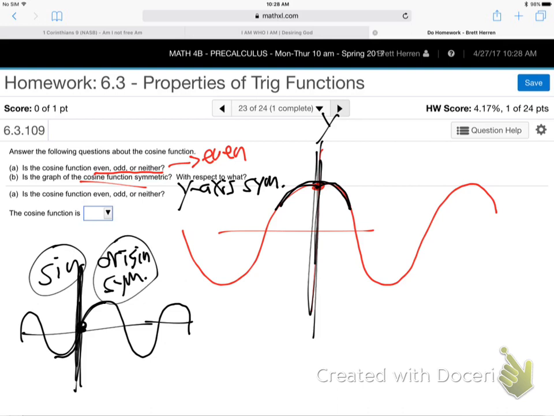Remember origin symmetry? That's if you rotate it 2 quadrants. If you take this piece and go boom, boom, 2 quadrants, there it is. 180-degree flip. Right? All right.